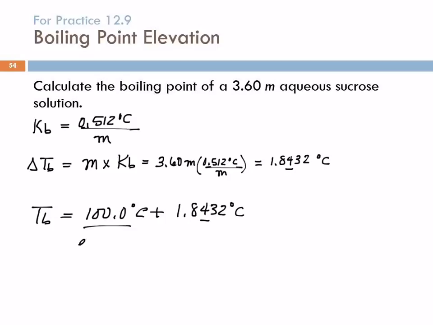This is actually an exact number, you can consider that to be exact, because the Celsius scale was really based on the boiling point of water at atmospheric pressure. So then our boiling point is going to be 101.84 degrees Celsius. Any questions?